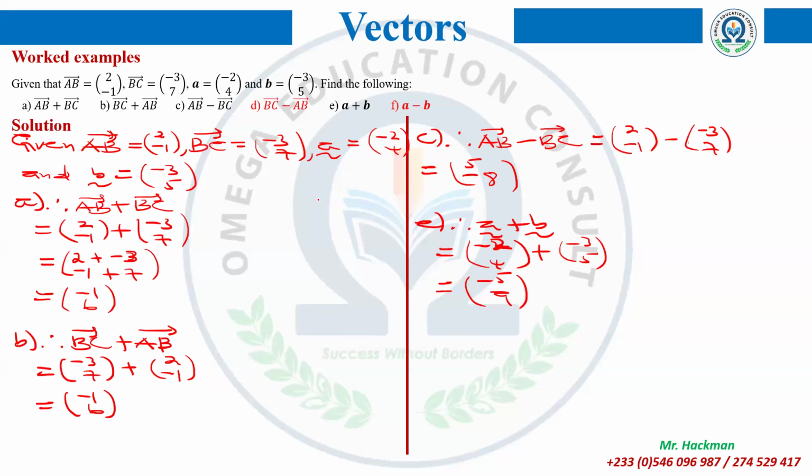So a in actual fact is OA in its normal form or notation. And b is equal to this. However, we are supposed to find the following.